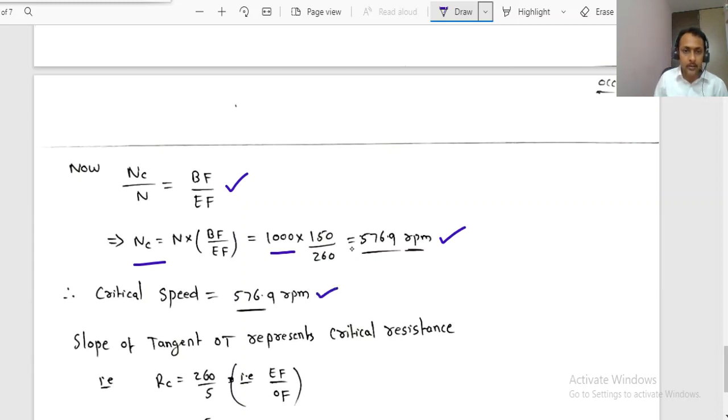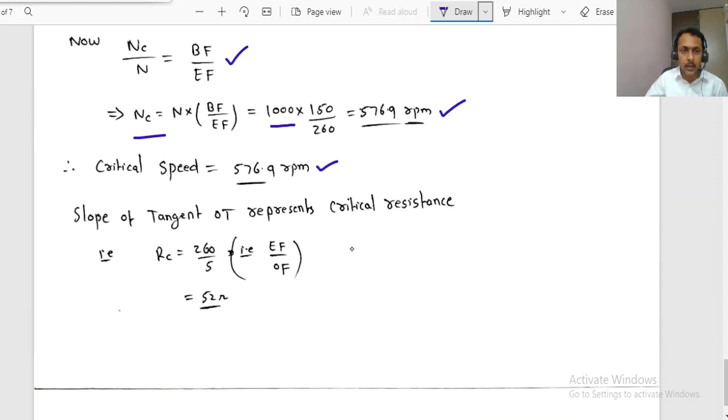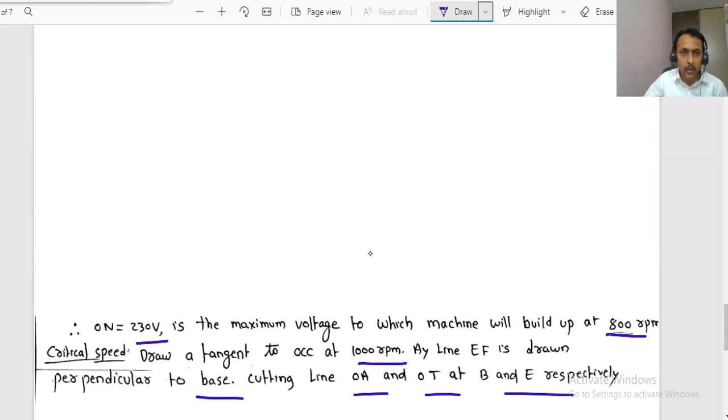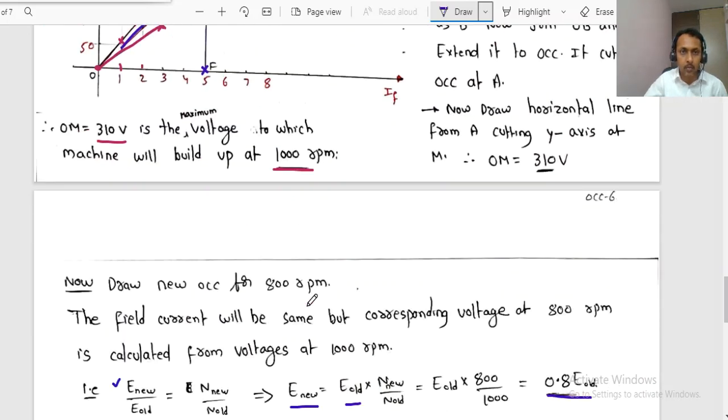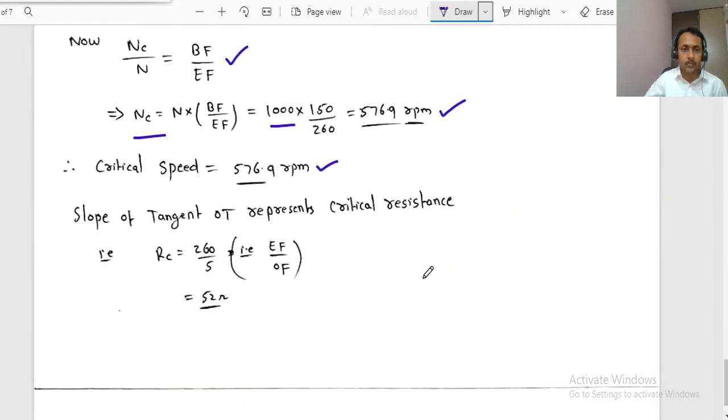Now the slope of the tangent OT represents the critical resistance. What is the slope? 260 by 5, opposite side by adjacent side. Observe here. You take any point on the drawn tangent: opposite side by adjacent side is the slope of the tangent. 260 by 5 equals 52 ohms, which is the critical resistance. Clear?